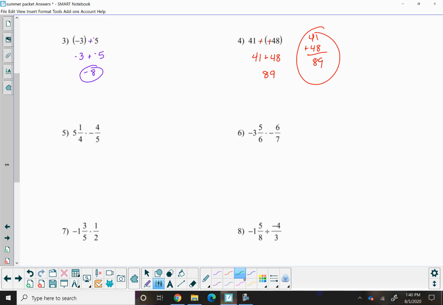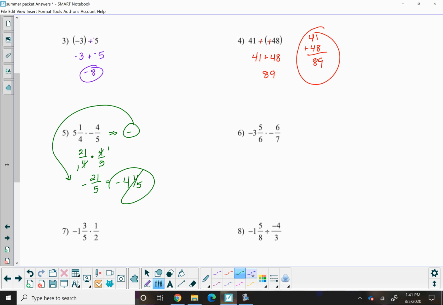So the first one is multiplication. First of all, I have a positive sign and negative, so I know the answer is going to be negative. Change the first one to an improper fraction. 4 times 5 is 20 plus 1 is 21 over 4. And I'm going to drop that negative sign since I know it's going to be negative. Cross cancel. 4 goes into 4 once. 4 goes into 4 once. Multiply across. I get 21 over 5. Change it, and that's going to be negative. I got to make sure I put the negative on. And that's going to be negative 4 and 1/5.